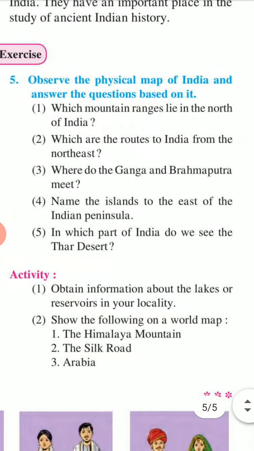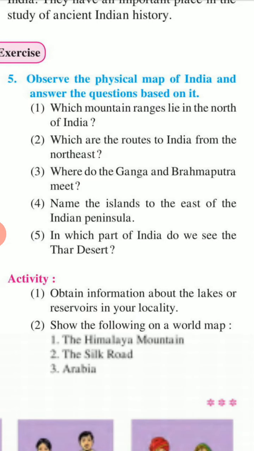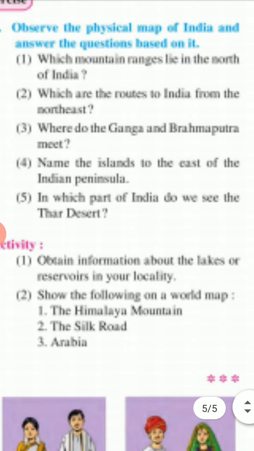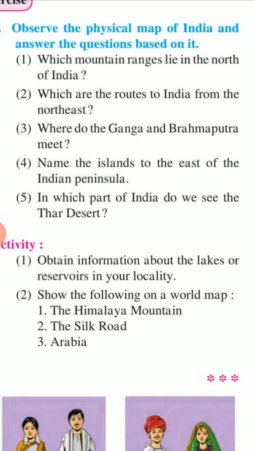And the fifth question is, observe the physical map of India and answer the questions based on it. First, which mountain ranges lie in the north of India? Second, which are the routes to India from the northeast? Third, where do Ganga and Brahmaputra meet? Fourth, name the islands to the east of the Indian peninsula. Fifth, in which part of India do we see the Thar Desert?